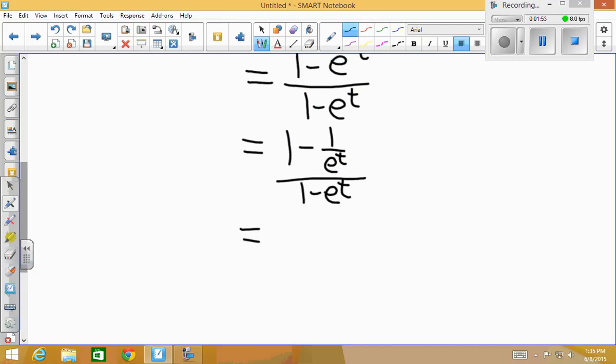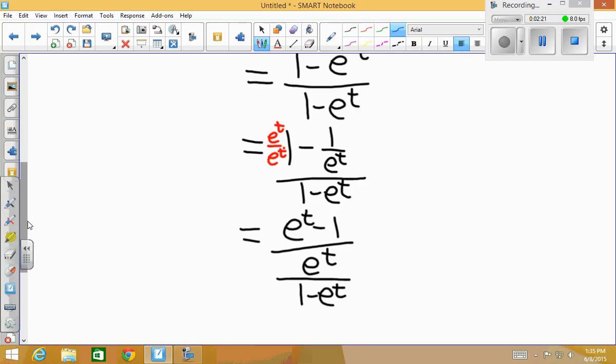And by multiplying 1 by e to the t divided by e to the t, we can combine these together. I have the common denominator now, so this becomes e to the t minus 1 divided by e to the t. And finally, that's divided by 1 minus e to the t. We may divide by 1, and now we have division of fractions.